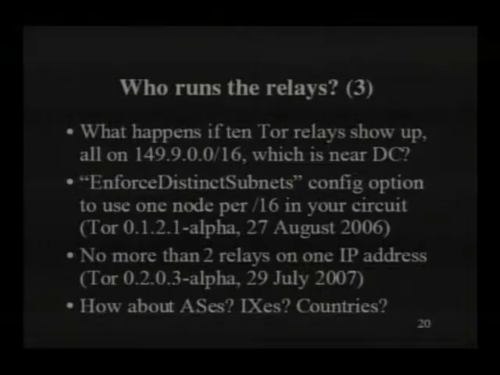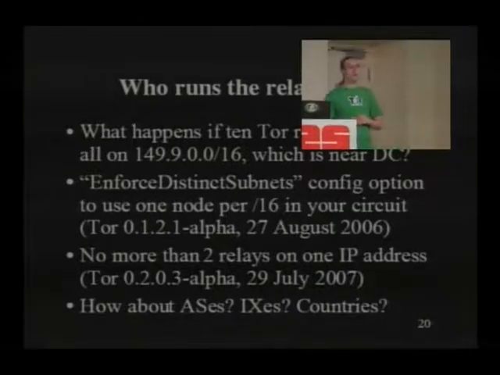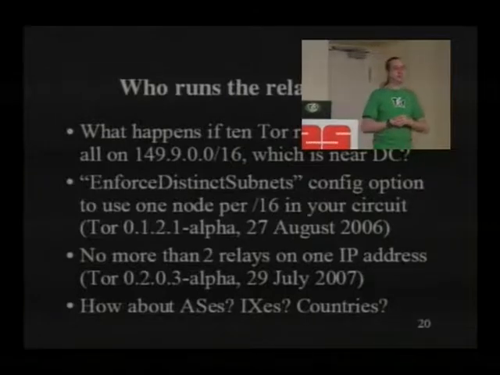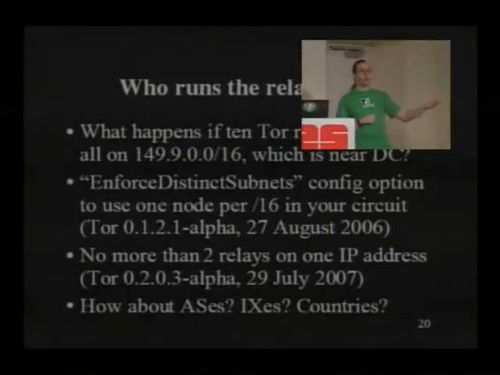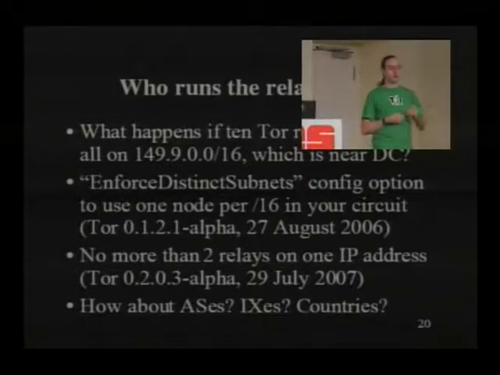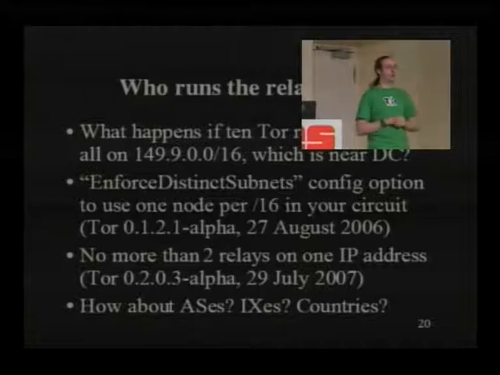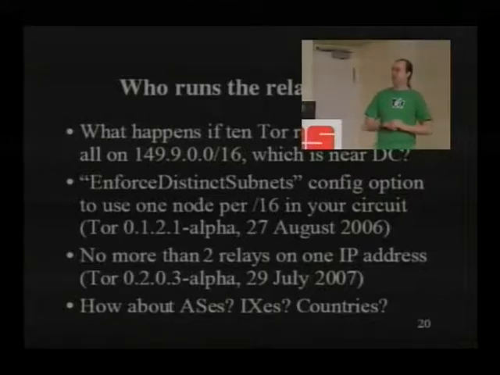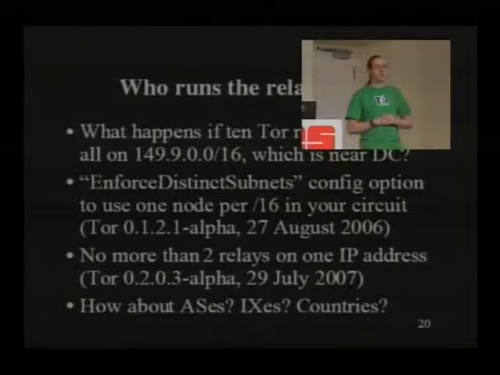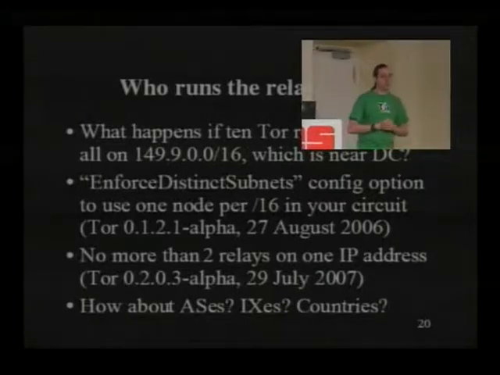A couple of years ago, we had another question to try to figure out how we should balance these things. What happens if 10 really fast, really stable Tor relays show up, all from 149.9.something.something? And a lot of people looked at that and said, hey, you're being attacked. These are obviously somebody trying to run a large enough fraction of the Tor network that he can see a lot of traffic. So we said, okay, we should investigate who they are. So we did a whois on their addresses, and it's a little place right outside of Washington, D.C., which made a couple of the paranoid people a little bit concerned.